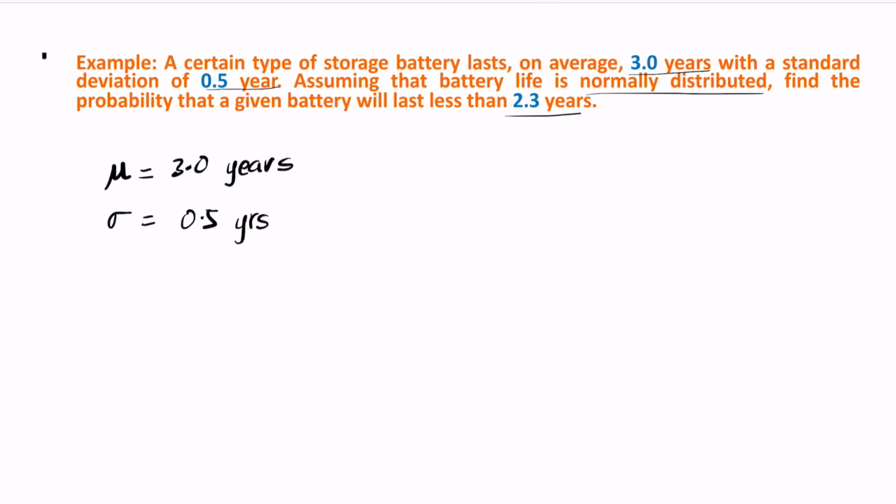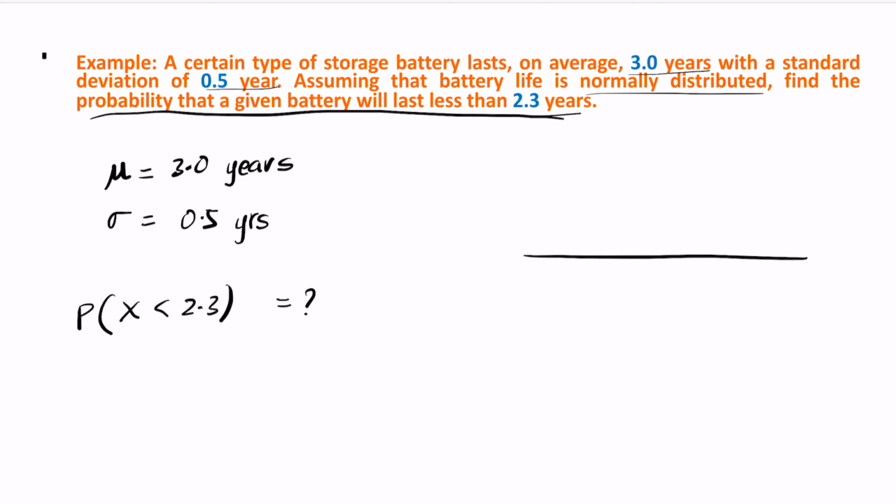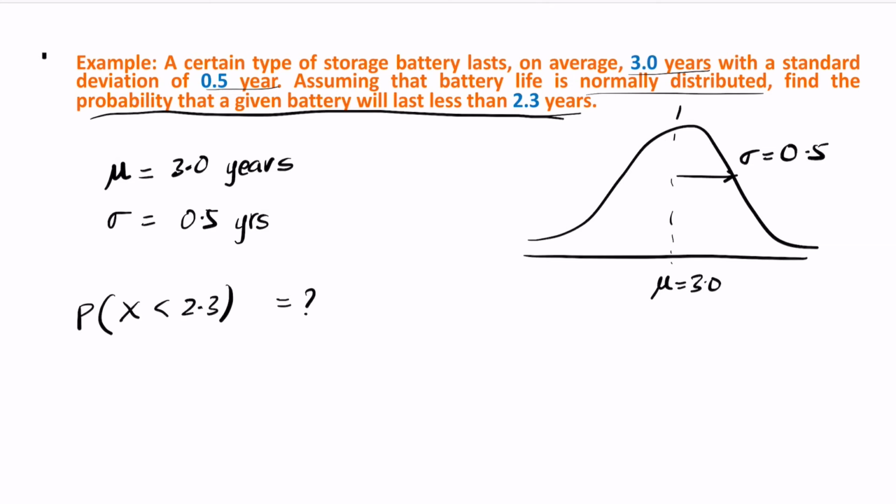And they are asking you for the probability that the battery will last less than 2.3 years. So the probability of x less than 2.3. So this is the probability that they are asking for. If you draw the normal curve now, you notice that this is the mu value, which is 3.0, and the standard deviation sigma is 0.5, and they're asking you to find the probability of 2.3. So for example, let's consider that this is somewhere 2.3, so they're asking you to find this area.